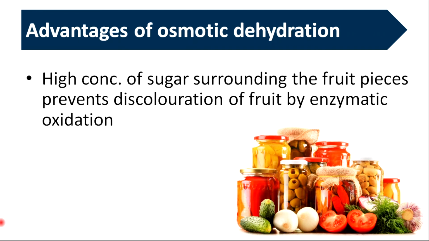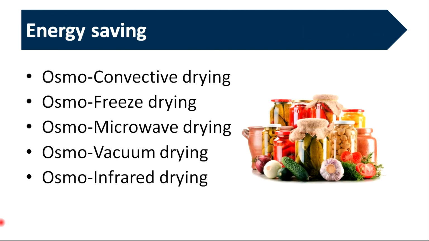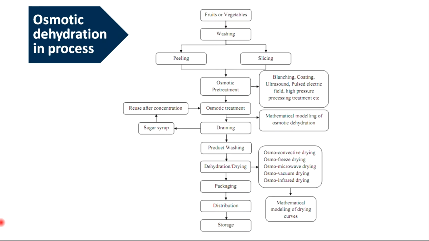Osmotic dehydration alone cannot provide longer shelf life and stability to the final product. Combination drying is the best way to reduce energy consumption, increase throughput and improve quality. Hence, osmotic dehydration processes are being used in combination with convective, freeze, microwave, vacuum or infrared drying steps. Here you can see a process line where the osmotic dehydration process is practiced.